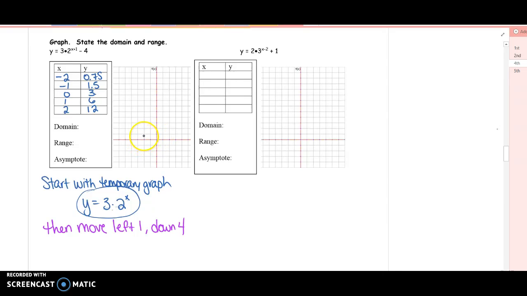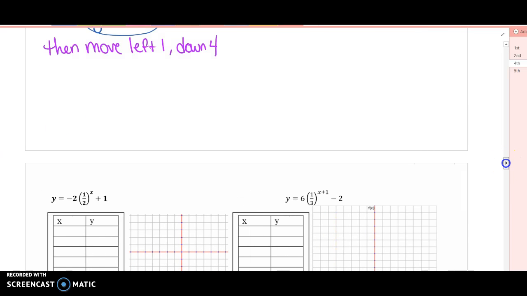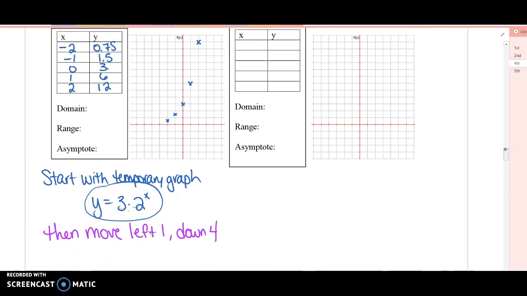So (-2, 0.75), (-1, 1.5), (0, 3). Notice that it crosses the y-axis at 3, and 3 is the number in front of that equation, so we know we did that right. (1, 6), and (2, 12). Each of these points now needs to be translated left 1 and down 4. So in purple, oh my goodness, what just happened? In purple, I will move each of these left 1 and down 4.